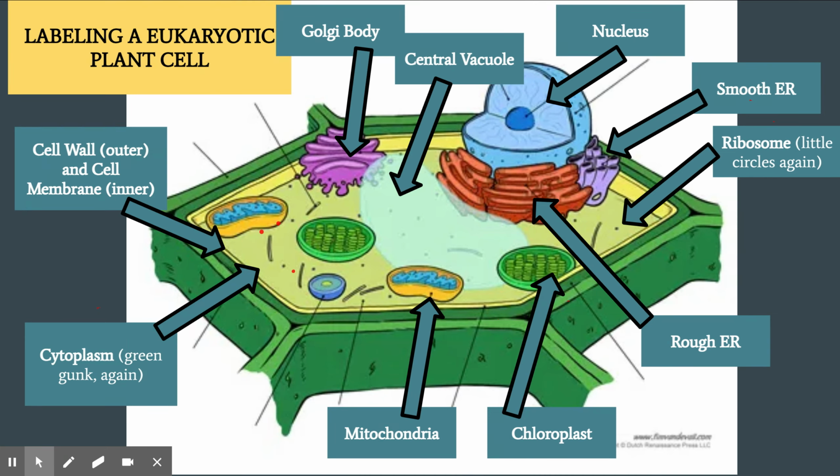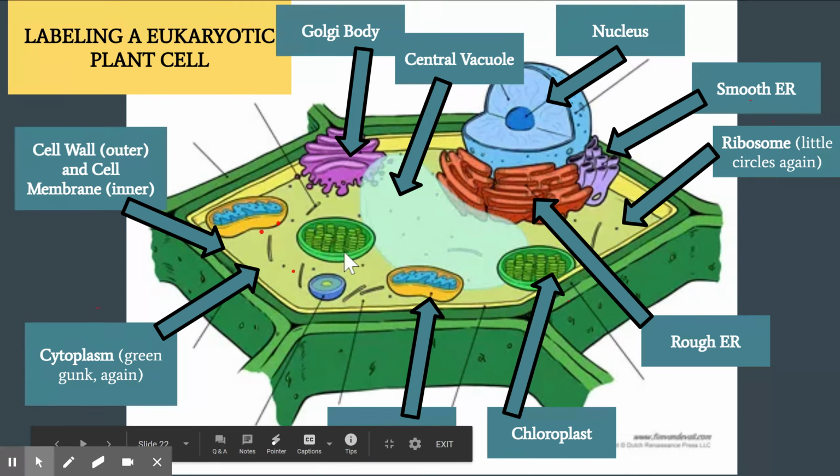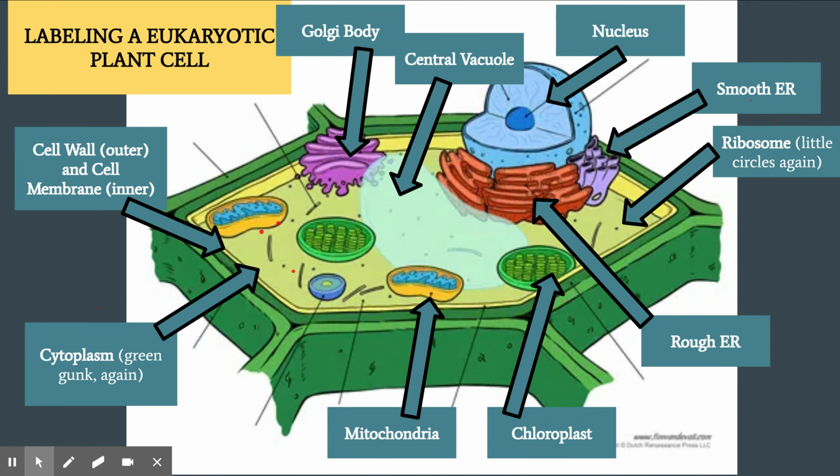Finally, we have the cytoplasm, and the cytoplasm is once again all of the green gunk to fill the empty spaces. So from labeling these two cells, you see some structures that are very, very similar. They look the same between both pictures, versus others are unique and only found within one or the other.